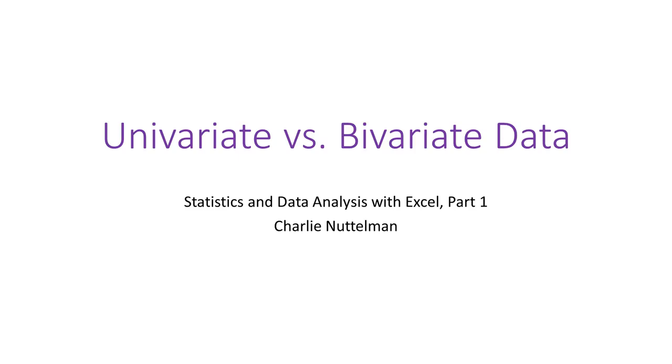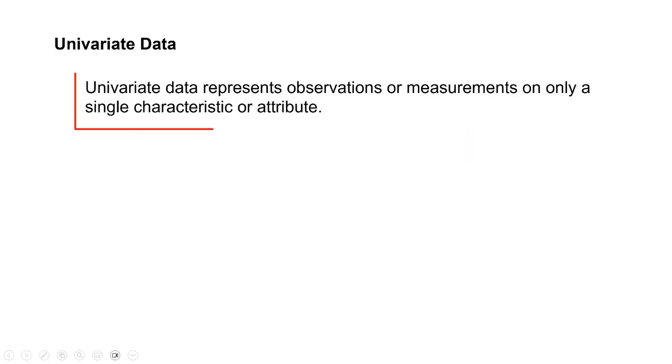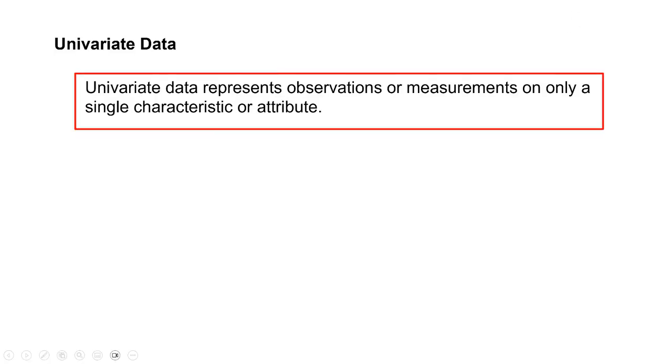The next couple of screencasts are going to show you the difference between different data types. In this screencast, I'm going to show you the difference between what we call univariate and bivariate data. There is another data type that's multivariate data, just FYI, but we're just going to primarily be focused on univariate and bivariate data. So univariate data represents observations or measurements on only a single characteristic or attribute.